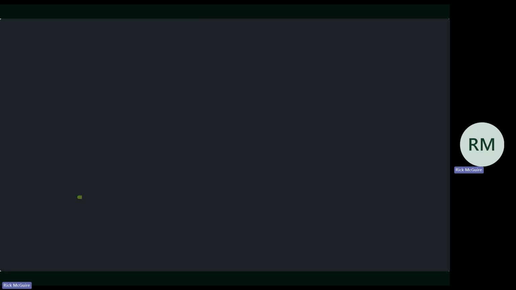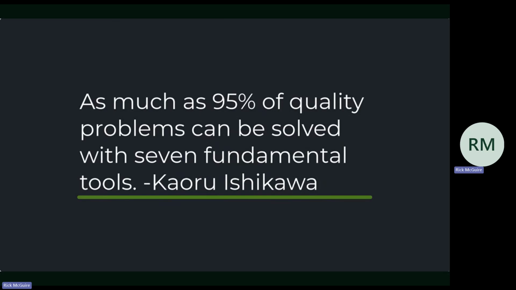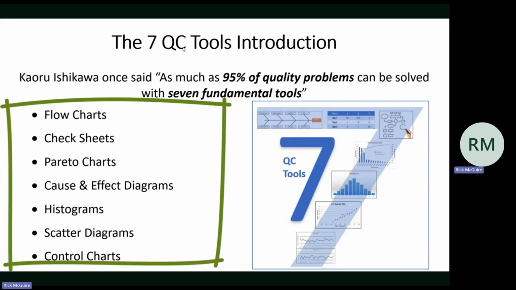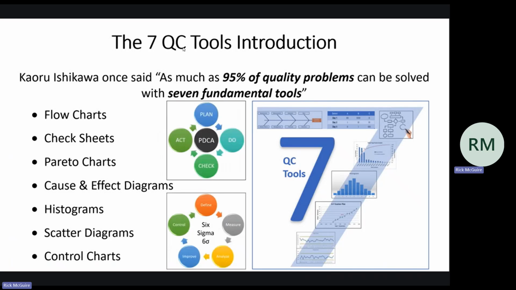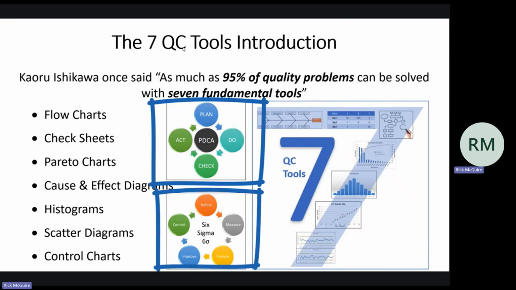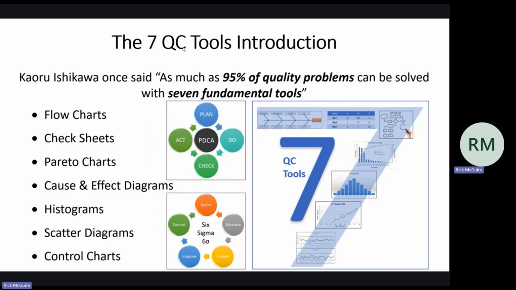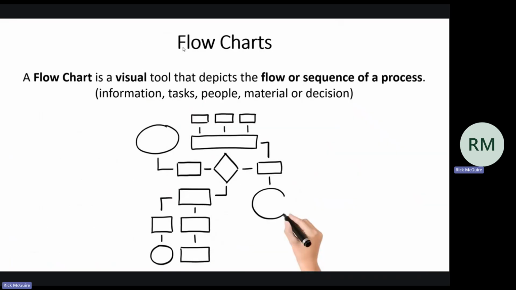So the 7 QC tools. I love this quote from Kaoru Ishikawa, who said, as much as 95% of quality problems can be solved with 7 fundamental tools. And I absolutely agree with that. I think these are probably the 7 most powerful tools, whether you're talking about green belt or black belt or quality engineering, it doesn't matter. They are incredibly powerful for solving problems and making improvements. And this is a really important topic. As we go through this, I'll make sure to talk about where we're at in something like the Plan, Do, Check, Act or the DMAIC cycle. We're going to solve a problem with our toaster, and we'll use either the DMAIC or the Plan, Do, Check, Act process to do it. All right, let's get into it.